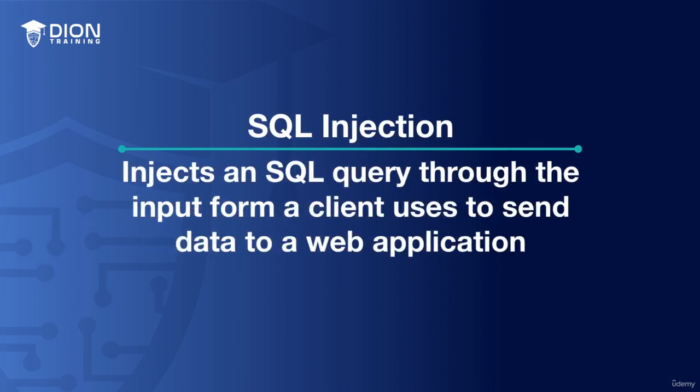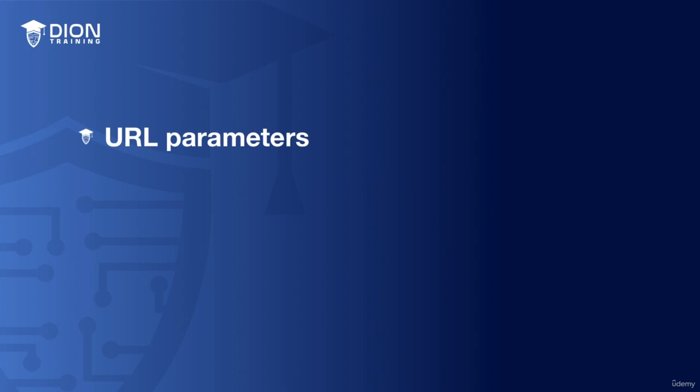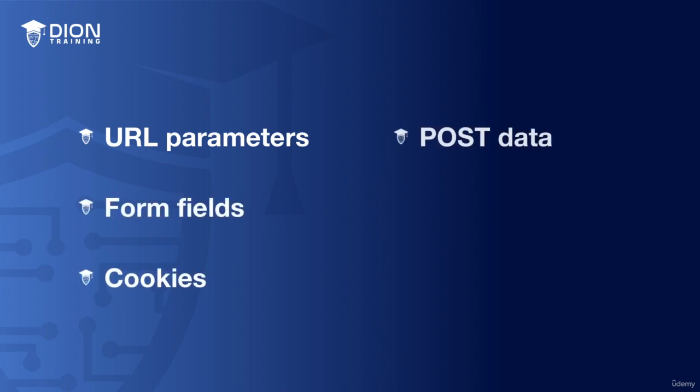Now, an SQL injection attack consists of the injection of an SQL query through the input form that a client uses to send data to a web application. When you're conducting an SQL injection, the attacker is going to be trying to insert parameters or code into the SQL statement that's going to be used to query that database. To do this, the attacker can inject their input as a URL parameter by entering data into form fields, modifying cookies, changing post data, or even using HTTP headers to find an SQL injection vulnerability.